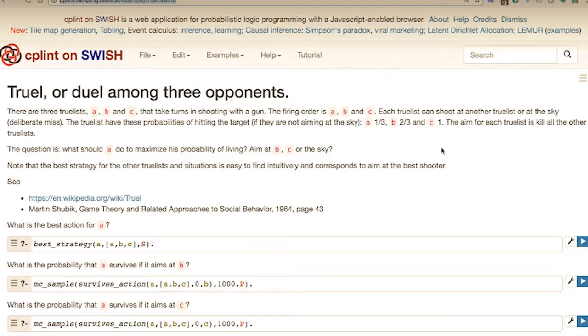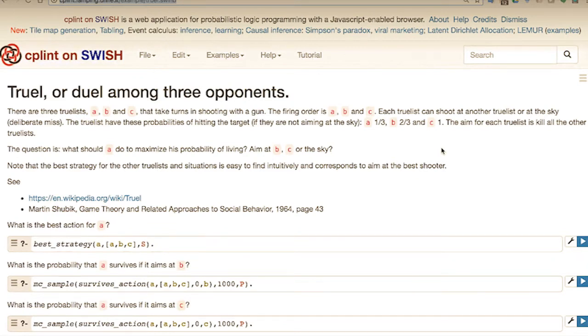So in this case, the strategy for Blondie is clear. He should aim at Angel Eyes because he is the only one who can kill him. That's why he shoots Angel Eyes and in this way saves Tuco and himself. So, Fabrizio, you've written a program that's going to explain this to us. Can we see that?